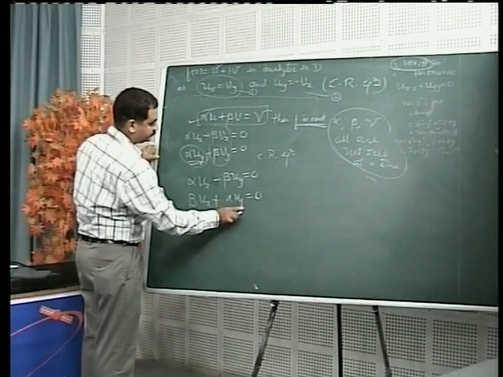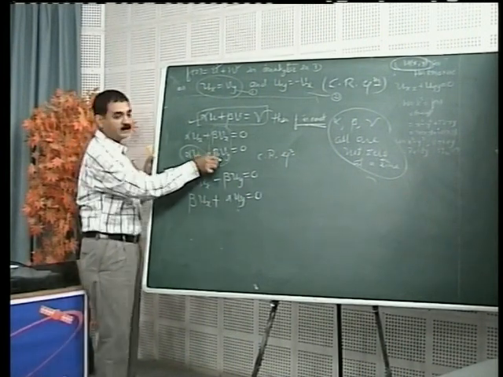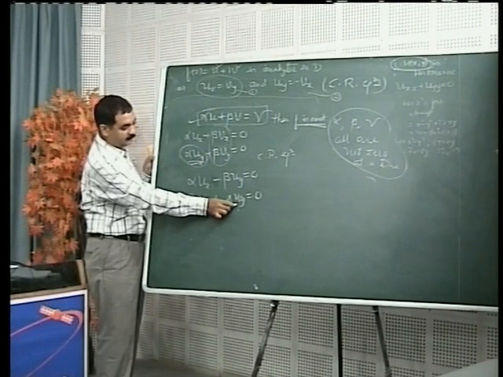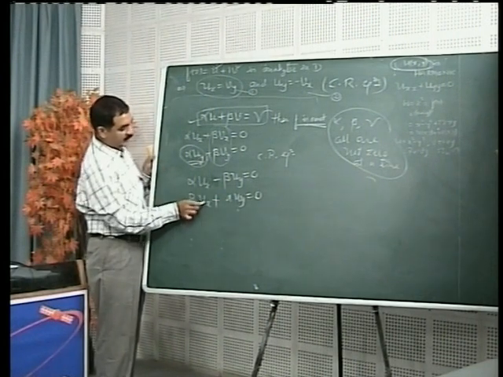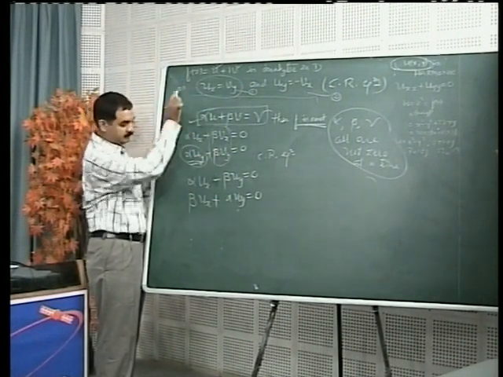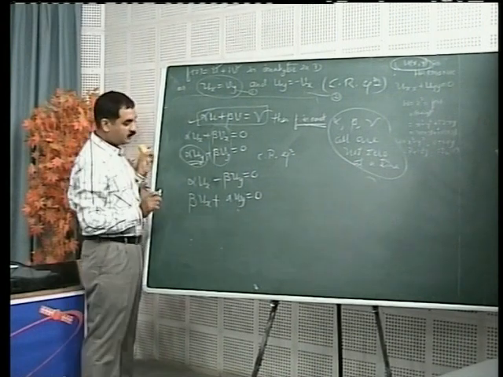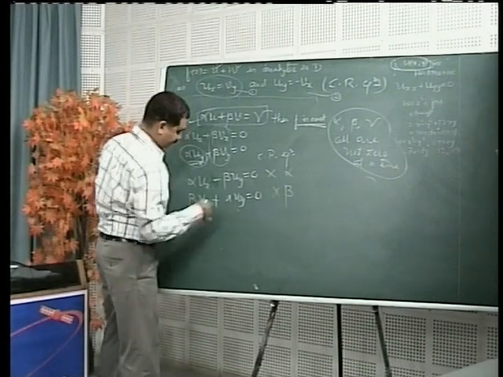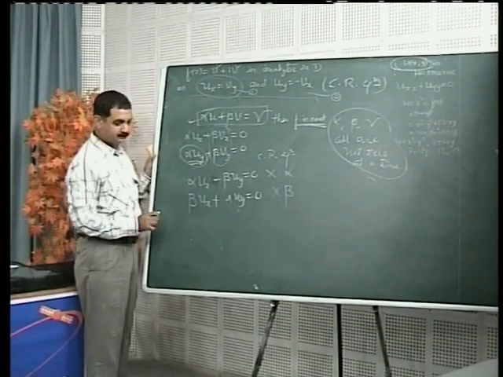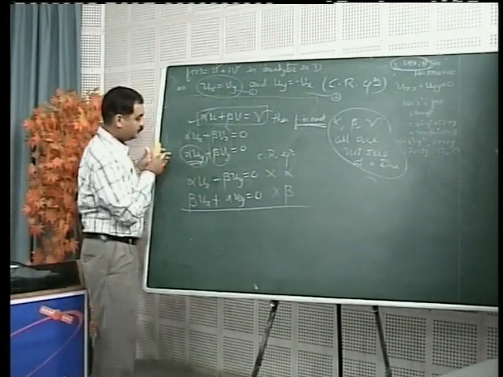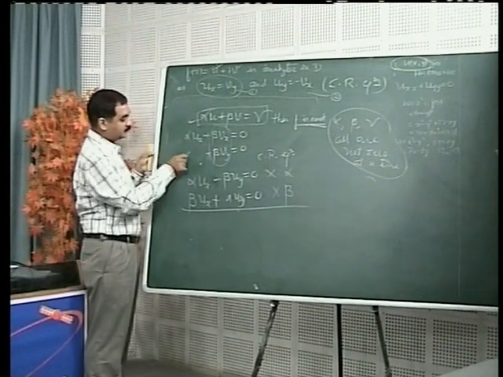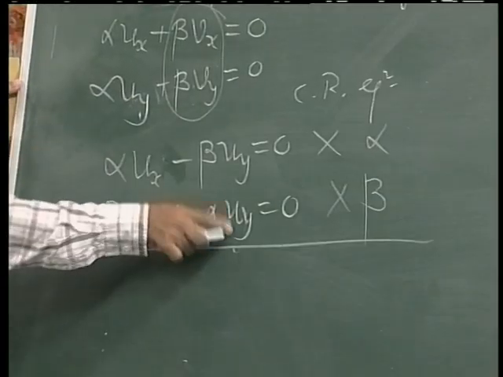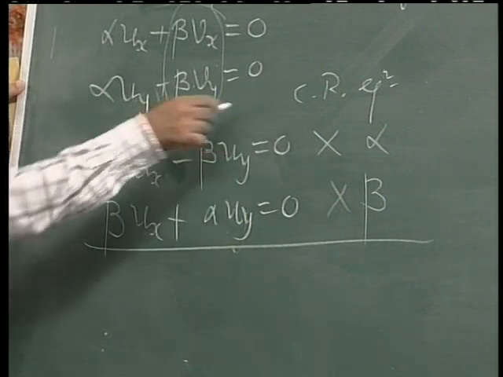We are using here only CR equations. I am writing this term alpha uy and this is beta ux. I write vy is ux. This is clear to all of you. Now we shall multiply this by alpha and this by beta. So what we will be getting? This alpha uy is like that, and that I am writing. So this quantity will get cancelled.